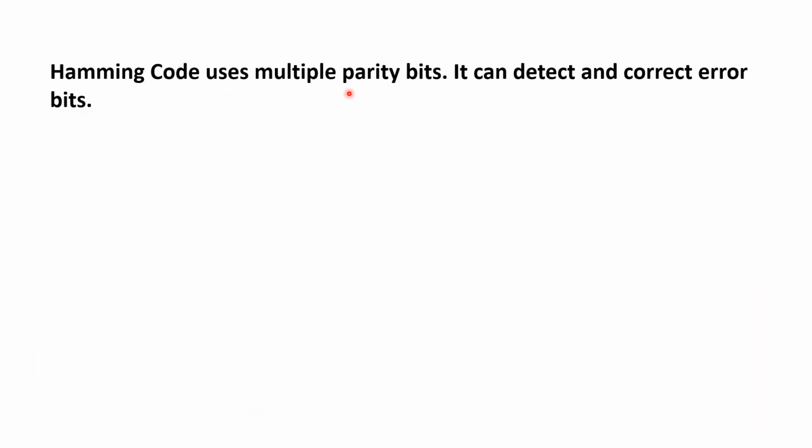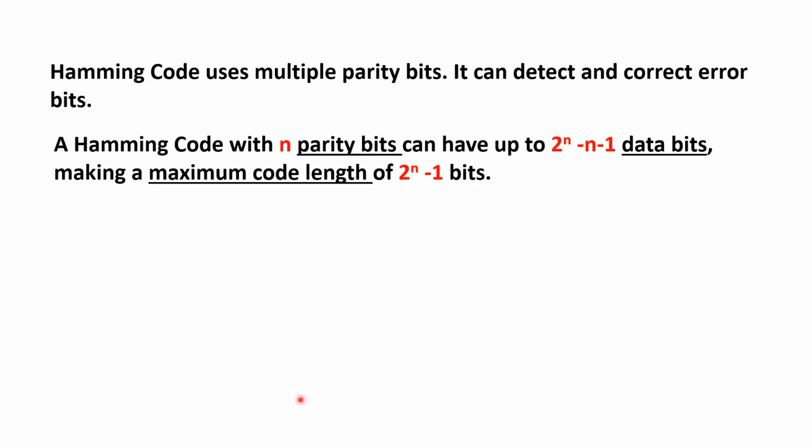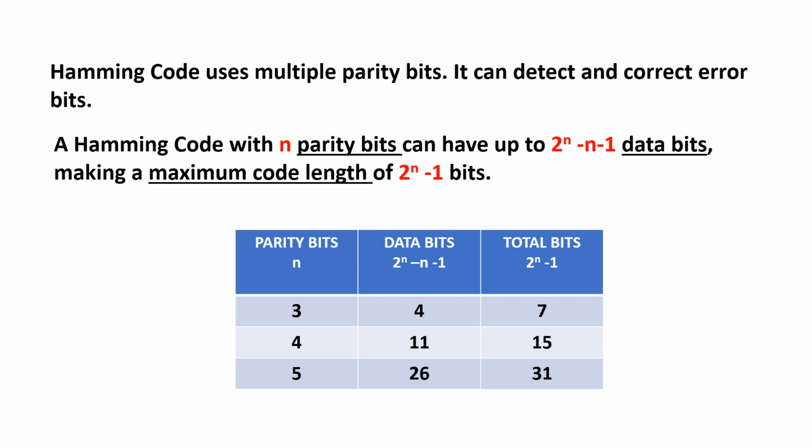Hamming code uses multiple parity bits. It can detect and correct error bits. A Hamming code with n parity bits can have up to 2 power n minus 1 data bits, making a maximum code length of 2 power n minus 1 bits. So the table shows us how many parity bits, how many data bits, and the total bits used in the Hamming code.